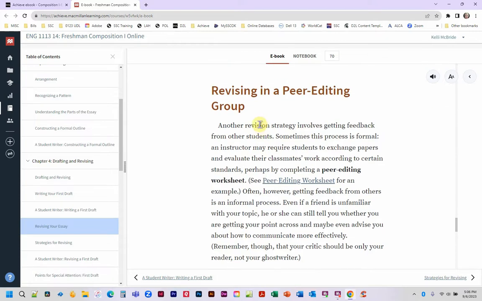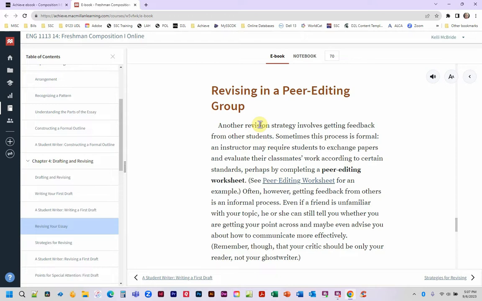Peer editing groups, I don't do peer editing groups. I think they're really hard to do in person, much less online, but you may be asked to work in a peer editing group where other students are looking at your paper. There's nothing wrong with sharing your paper with other students who are doing the same assignment, because I think that helps you get a sense of what everybody else is doing, and they may understand the assignment in a way that can help you, or you might help them.